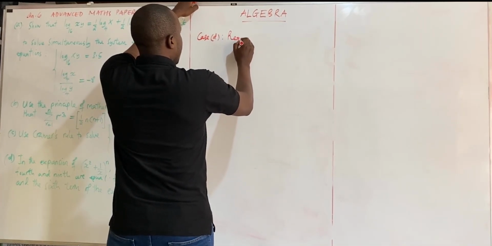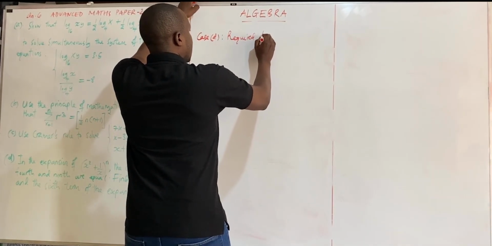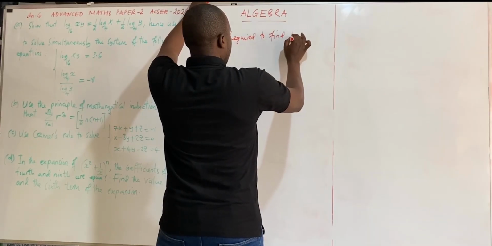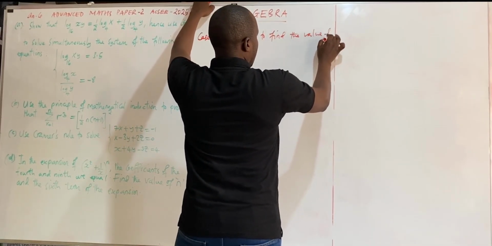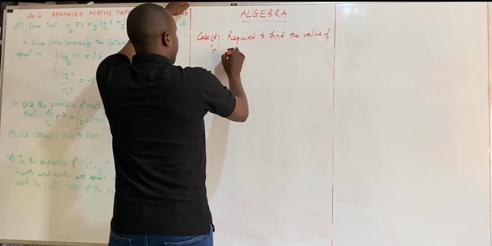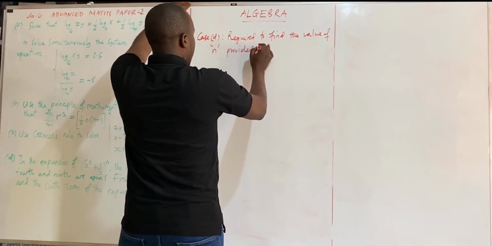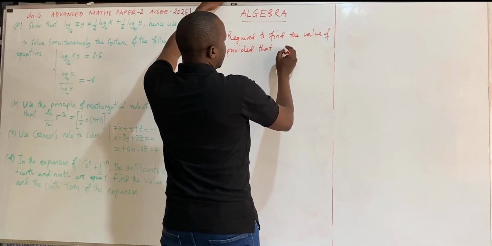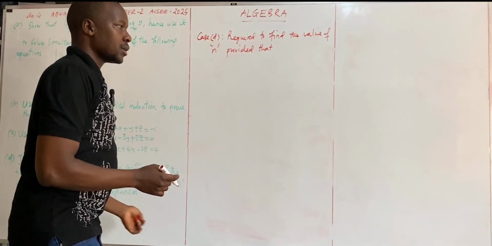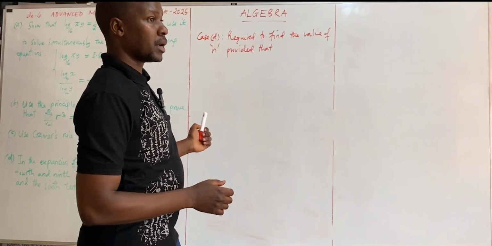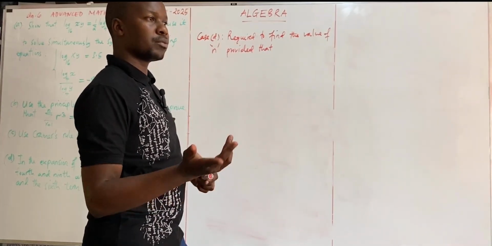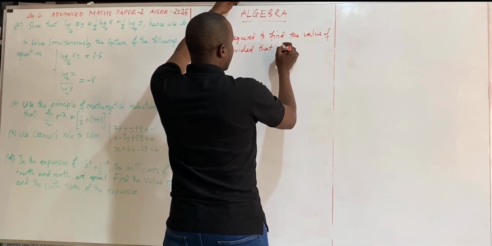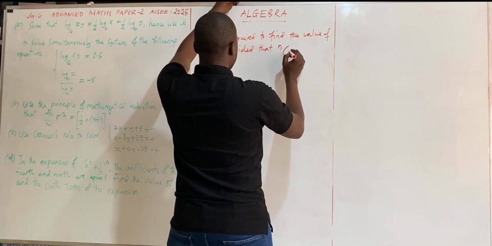Now we are required to find the value of n, provided that the coefficients of the fourth term are equal to those of the ninth. It involves the concept of the binomial, and binomial coefficients are obtained by the concept of combinations. So the coefficient of the fourth term is given by n choose the fourth.